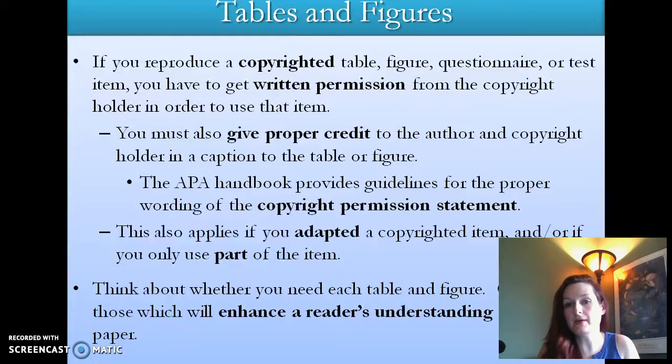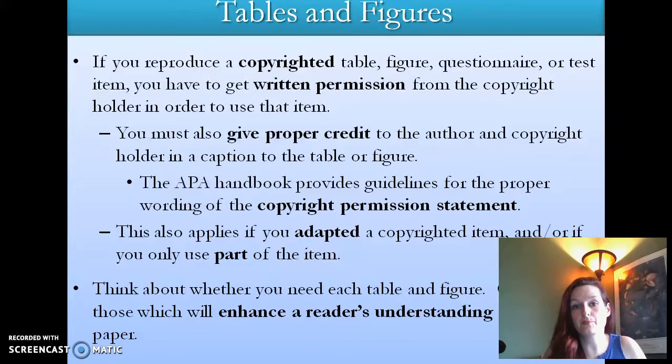If you reproduce a copyrighted table or figure or questionnaire or test item, you have to get written permission from the copyright holder in order to use that item. So you will have to write to that person. This doesn't come up that often because most of the time people make their own tables and their own figures, but it may come up, and if so, you do have to get written permission, which the contact information should be available through the journal that the item is published in. And if you don't do that, you have to be prepared to accept the possible consequences for that.